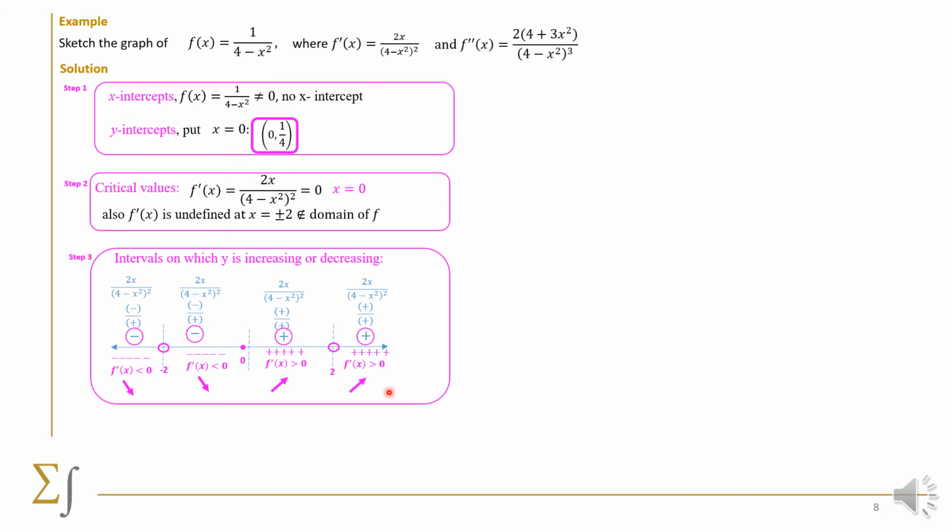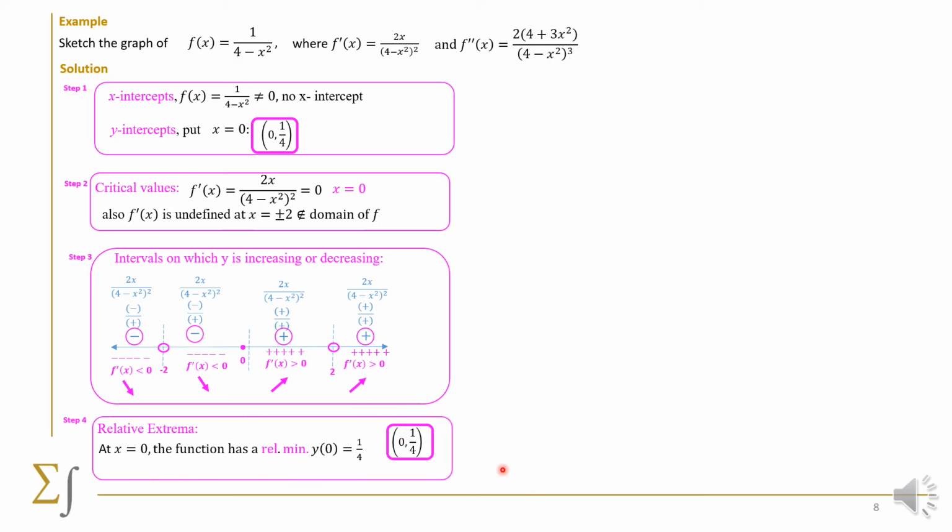Okay, we move on and we try to find the relative extrema. We see one here: the function was decreasing until it reached a minimum and then it started to increase. So at x equals 0, we have a relative minimum for the function and we calculate the minimum value. Taking 0 up here, we get 1/4. So we move on now to test for concavity and points of inflection if they exist.